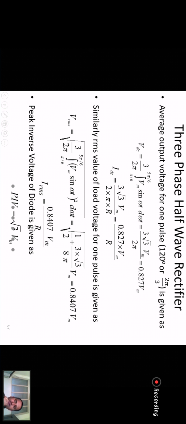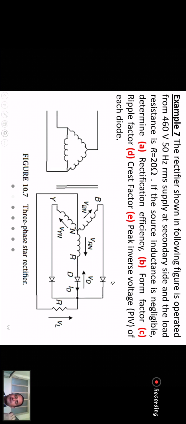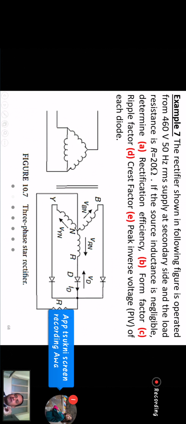Just imagine what is the peak inverse voltage of full wave and half-wave rectifiers. In full wave there are two types, bridge and center tap. So what is the peak inverse voltage, and what is the effect if the peak inverse voltage increases? Similarly, in this also, you have to solve this problem. A rectifier is shown where the primary side is delta connected and the secondary side is star connected. You have RYB phases, and a neutral connected here, which is connected to the load R.